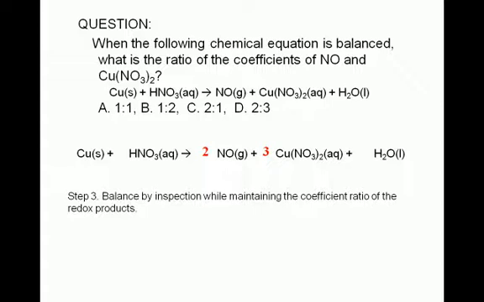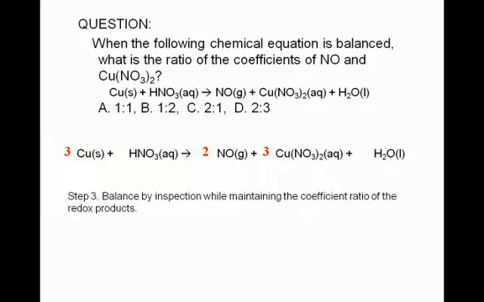Let's see what else we need to do if we use 2 and 3. First, we try to balance the atoms that were oxidized and reduced. We can see that a coefficient of 3 for copper on the left allows us to balance copper. We try to balance copper before nitrogen because copper appears only once on either side of the equation. Nitrogen, on the other hand, appears in 2 places on the right, in NO and copper nitrate.